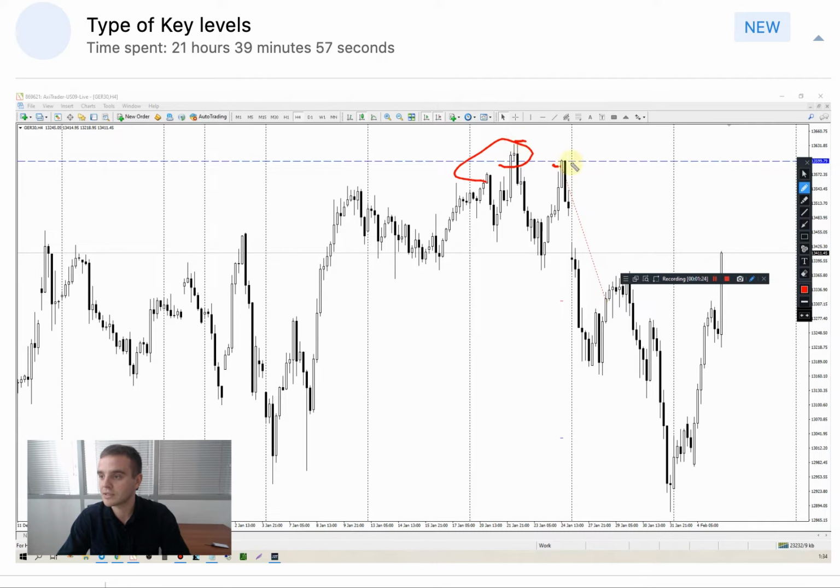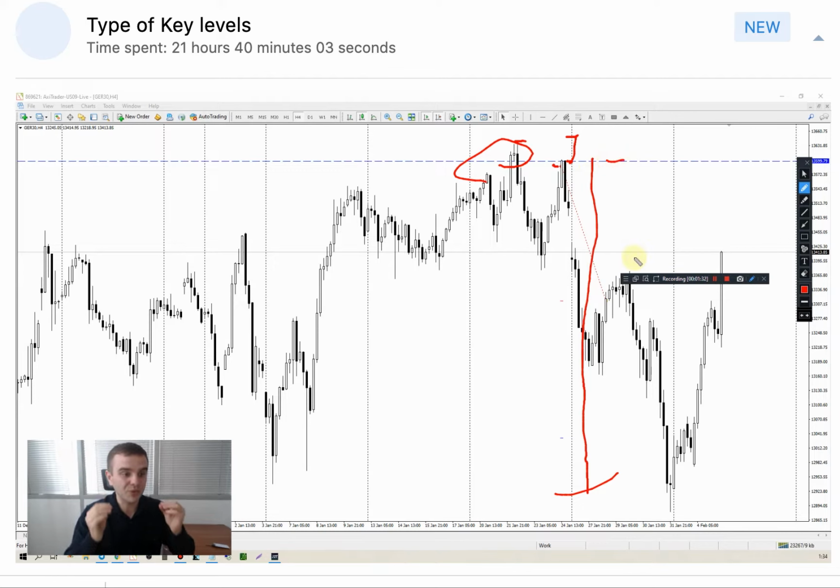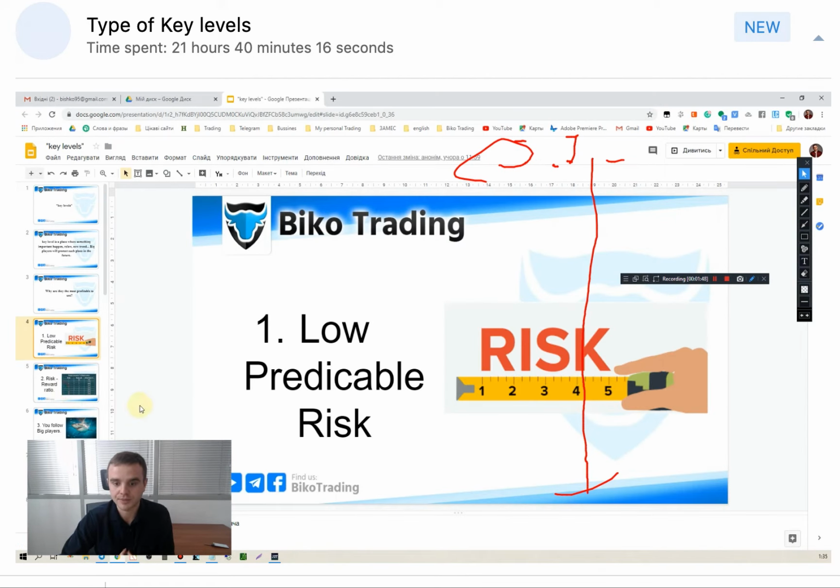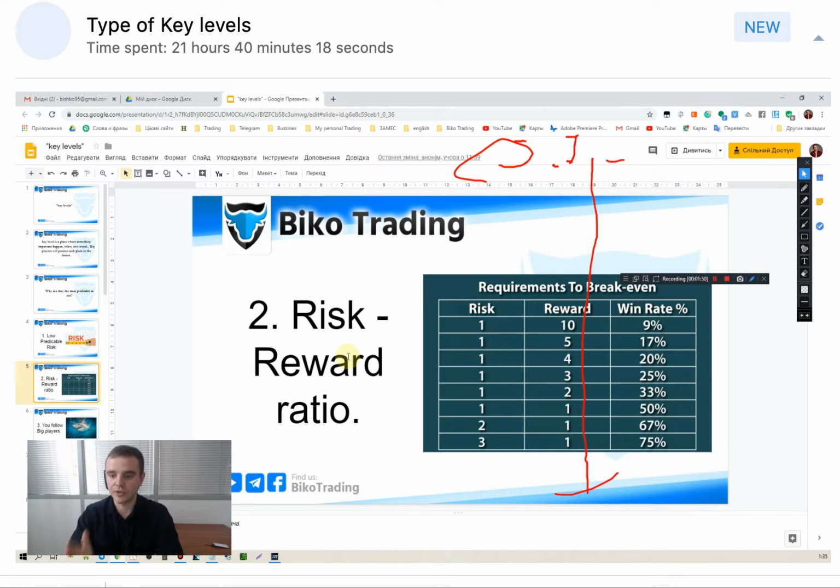take a look here. The risk was only this amount. This amount of pips was our risk. And take a look, this is all the potential profit. The potential profit in this entry was 14 times bigger than our risk. That's the reason why it's so profitable, because of risk and reward. That's why I personally use it. Like I mentioned, the risk-reward ratio.